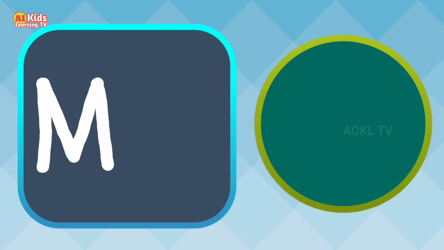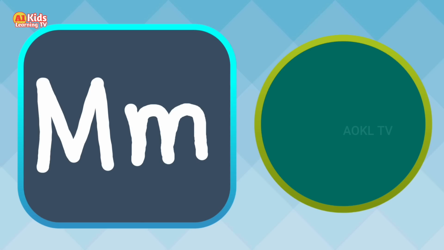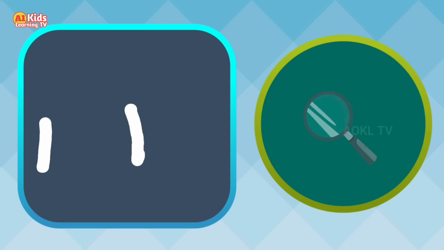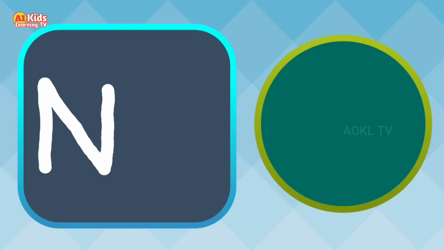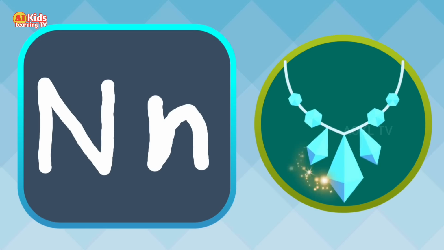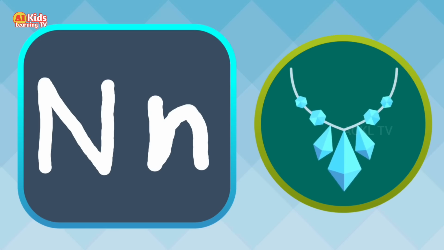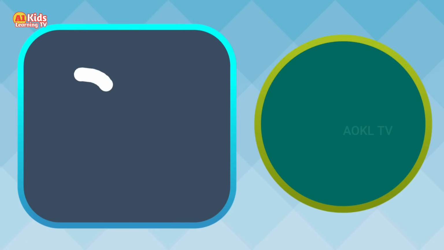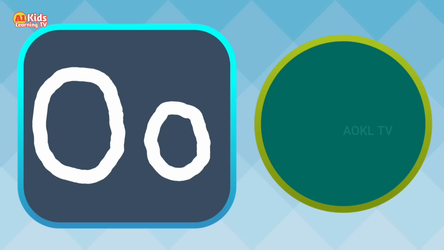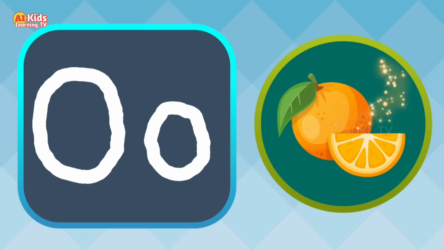This is capital M. This is small m. M for magnifying glass. This is capital N. This is small n. N for necklace. This is capital O. This is small o. O for orange.